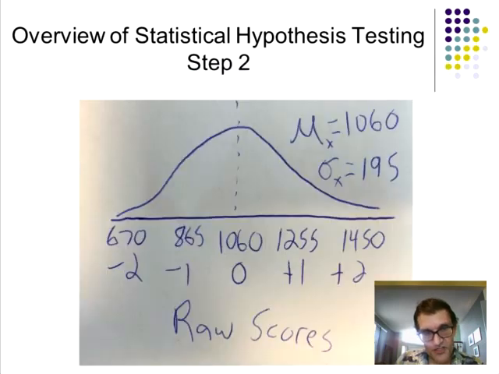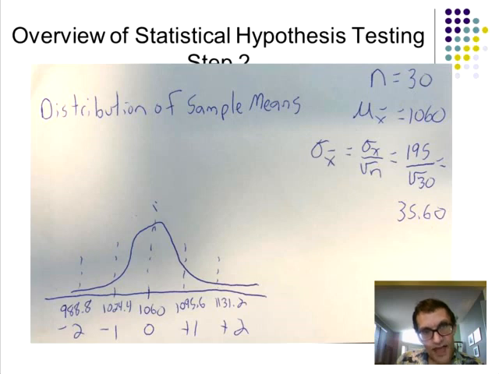Look at this. This one is centered at 1060. This one is centered at 1060. Exactly the same center, right? We know that. Take a look up at the top. You can see I've got sigma sub x bar equals sigma sub x over the square root of n. The original sigma was 195. We're using a sample size of 30 for this example. So 195 over the square root of 30 equals 35.6.